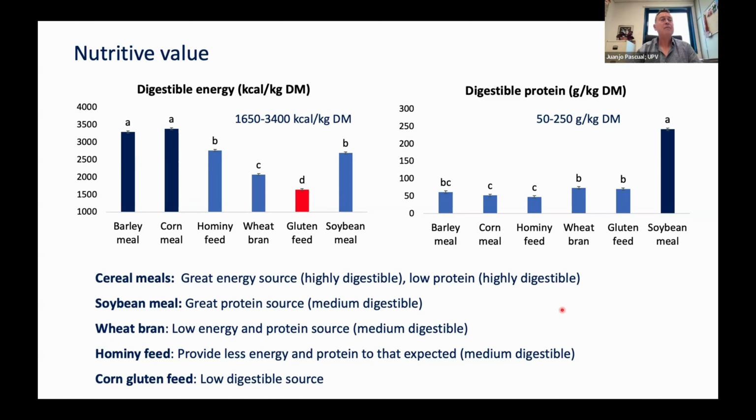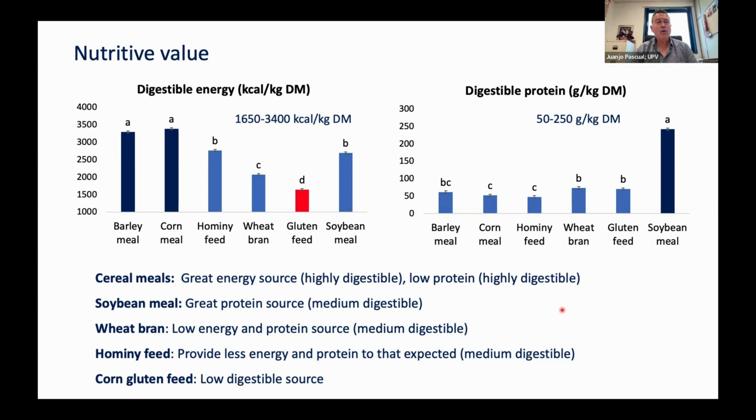the content is very low. The soybean meal is a great protein source, but with medium digestibility. We need perhaps to find additional sources of protein. Wheat bran has low energy and low protein, but has a medium digestibility. The hominy feed provides less energy and protein than expected, with medium digestibility, perhaps related to the treatment applied when obtaining this byproduct.